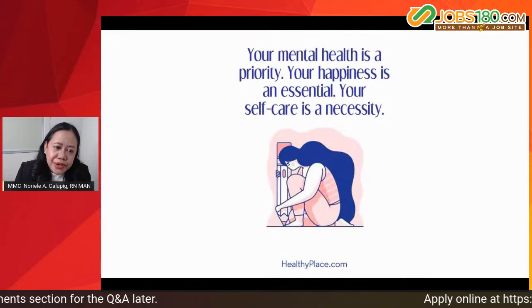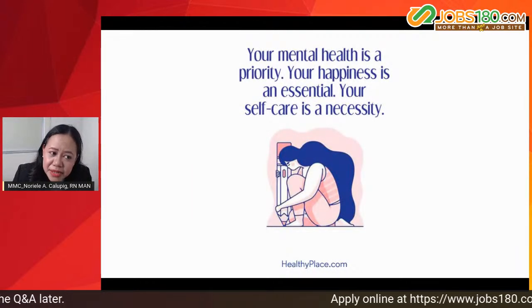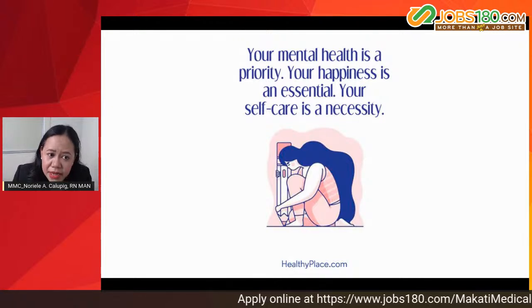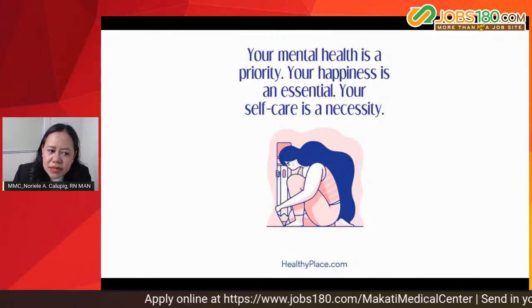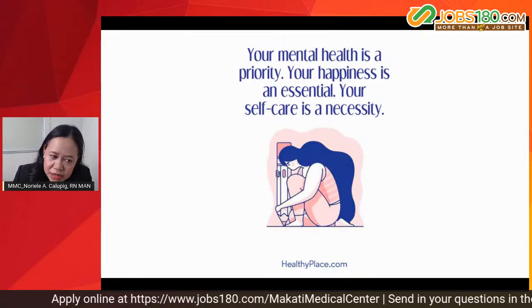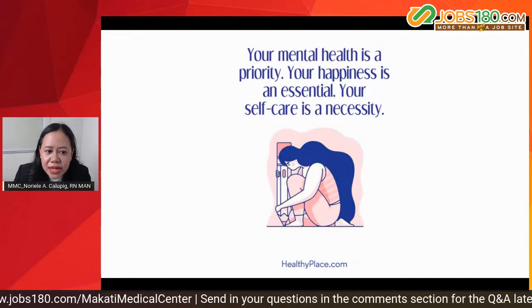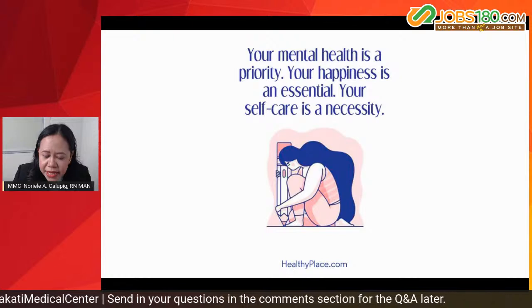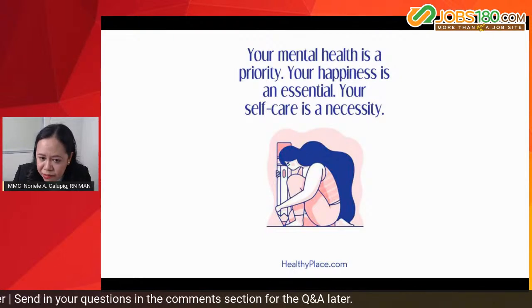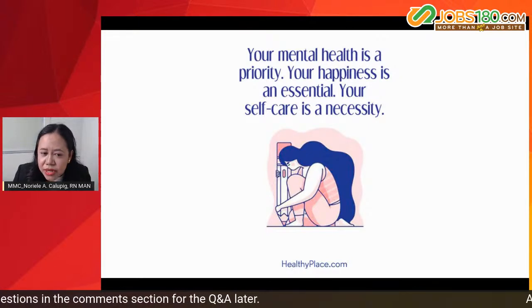Just remember, your mental health is a priority, and your happiness is essential, and self-care is necessary. So ito yung tatlong components na lagi niyong tatandaan, na hindi kayo makakapagbigay ng love and care to somebody kung sarili ninyo hindi niyo ibibigay ng buo.